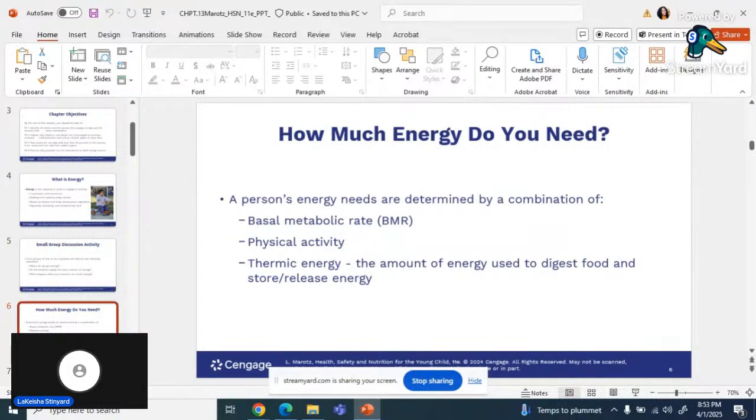How much energy do you need? A person's energy needs are determined by a combination of the BMR, the physical activity, and the thermic effect of food, which is the amount of energy used to digest food and store or release energy.